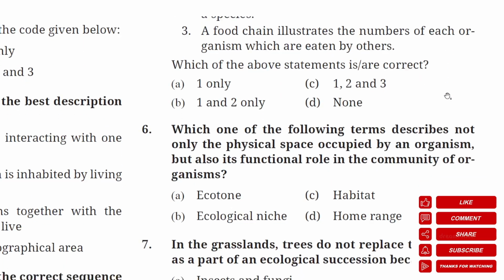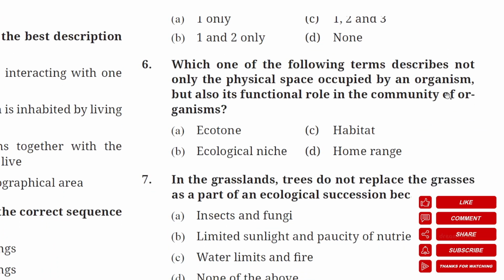Moving forward, sixth question. Which one of the following terms describes not only the physical space occupied by an organism, but also its functional role in the community of the organism? So basically, it's a definition being asked here, that is ecological niche, because niche is along with the habitat. What is the functional role in the community? That is the best explanation of niche. Okay, so let's see the other example definitions also.